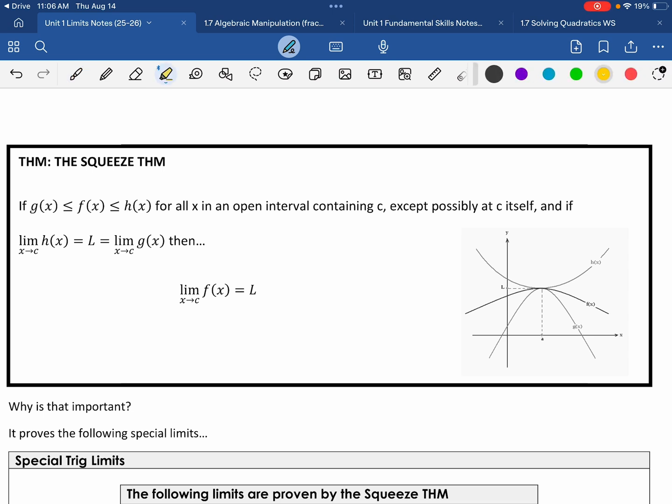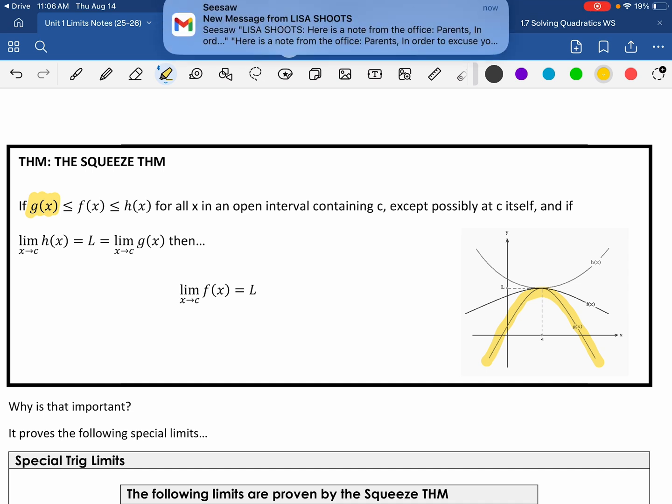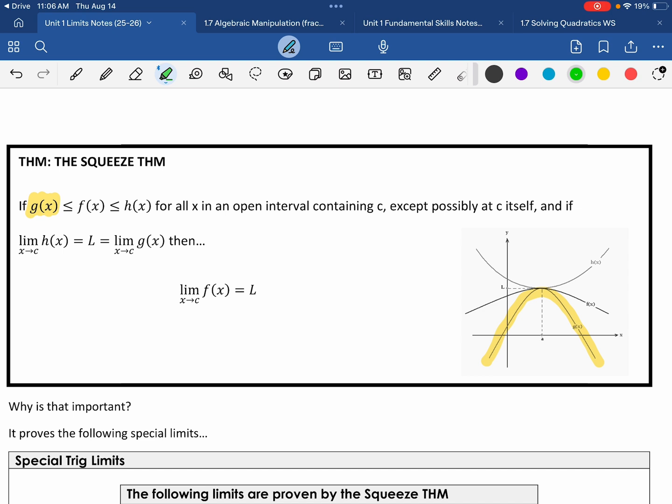All right, so squeeze theorem is going to say that I have this function g of x that is smaller than everything else. And I've got this function h of x, that's bigger than everything else. And then there's this function f that's in between them.